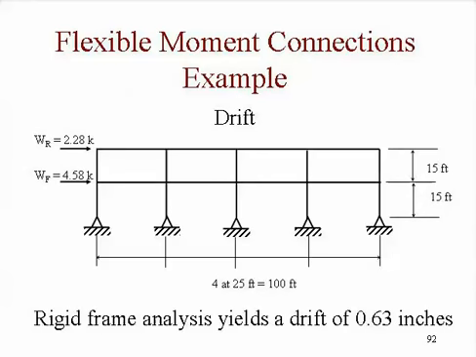Then we look at drift. And I did a rigid frame analysis. Now the beams, remember, were designed for simple beam moments. The columns were designed for this distribution of lateral load that we showed. Now I've gone back and said, okay, let's assume that we have rigid connections. Let's figure out the drift of this under 1.0 times the lateral load, and I get 0.63 inches. We have to figure out what can we do about that.